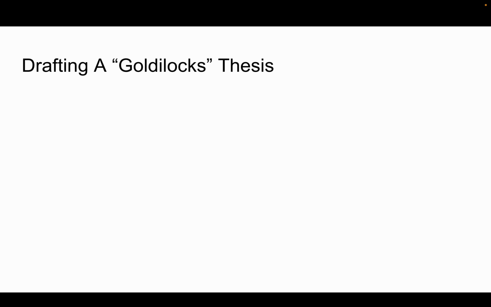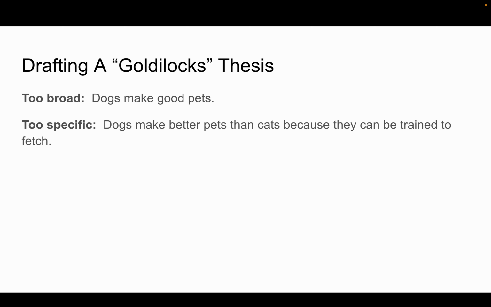We want to think about what I call a Goldilocks thesis, a thesis that is just right. So a thesis that is too broad might be something like this: dogs make good pets. Well, for what reasons, right? It's pretty broad, it's pretty vague, it's not specific. This one, however, is too specific. Dogs make better pets than cats because they can be trained to fetch. So this is one very specific reason, and it would be hard to write an entire essay, even a short essay, just about the merits of being able to fetch. So in this case, it's a little too narrow to allow a well-developed thesis and paper.